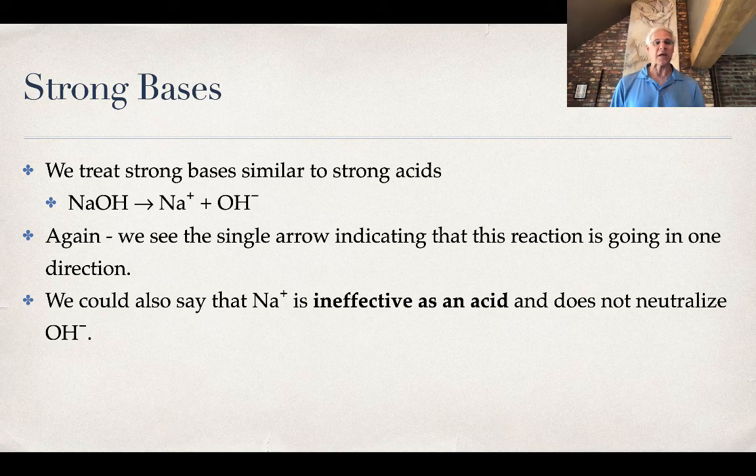So here we just have the sodium floating around. It doesn't really even think about the hydroxide there. So when we have strong acids, we had ineffective conjugate bases. When we have strong bases, we have ineffective conjugate acids. And that means that the conjugate acids and bases of strong bases and acids cannot drive that reaction in the reverse direction. And so the strong acids and bases only have their reaction go towards products, and they do not set up an equilibrium.